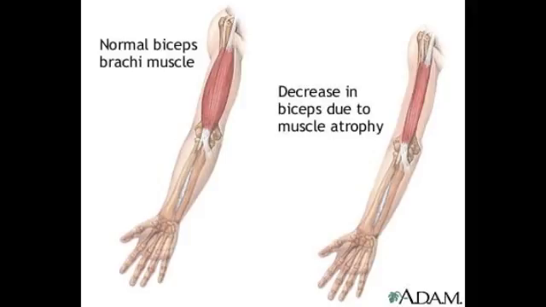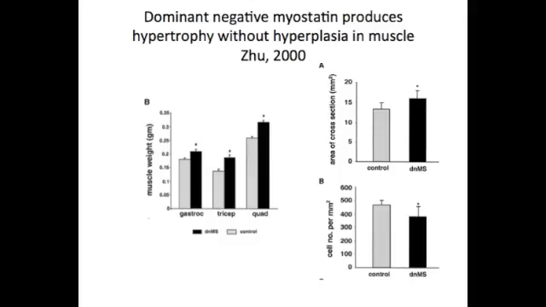Approximately 1 in every 6,000 individuals suffer from spinal muscular atrophy. However, others may also suffer from cachexia, which is muscle atrophy as a result of several common diseases including cancer and diabetes. In a study done by Zhu in 2000, the effects of myostatin inhibition was studied.